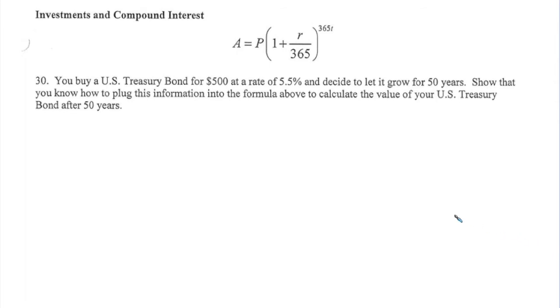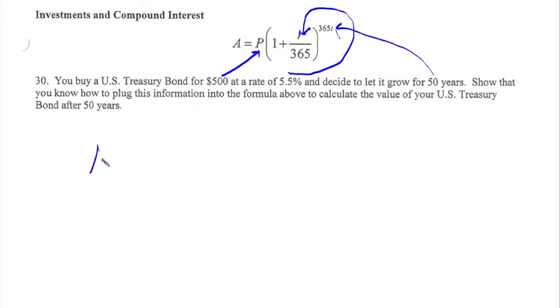All right, so number 30. We know a bunch of information. This is kind of just remembering what goes where. So treasury bond, $500, that's the principal. 500 goes in for P. 5.5%, once we convert it to a decimal, that is going to be our R. 50 years, that's going to be our T. So you literally just plug all those in.